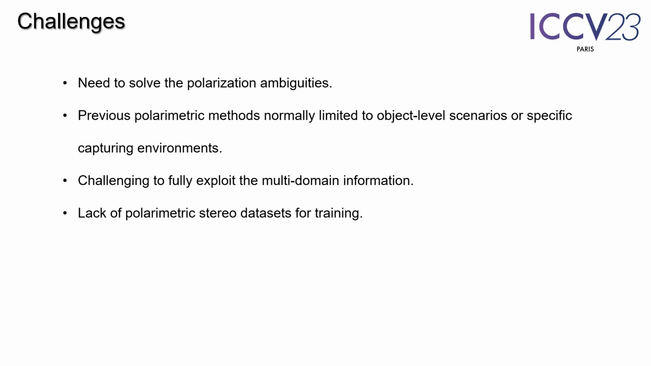The previous polarimetric methods normally struggle to handle the polarization ambiguities. These methods usually assume a smooth surface or controlled illumination, which is normally limited to object-level scenarios or specific capturing environments. Since the polarimetric and photometric domains maintain different characters of the scene, a straightforward combination may not fully exploit the multi-domain information. We need to solve the inherent ambiguities in the polarization information, including the azimuth and zenith angle ambiguities. Lastly, there are few real polarimetric stereo datasets that are sufficient for network training.